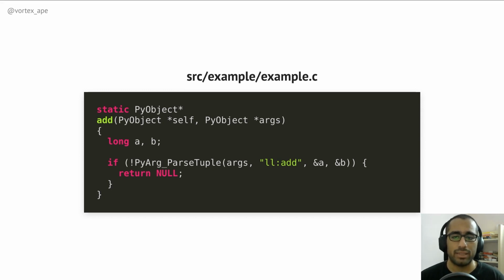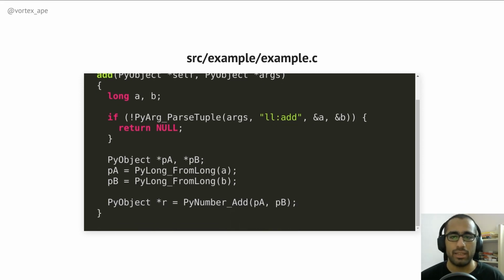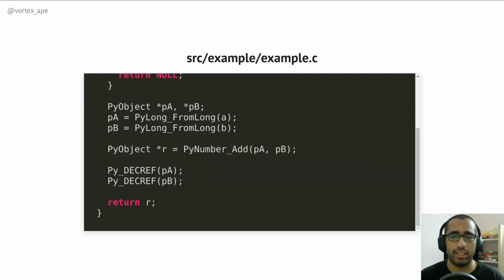And if PyArg_ParseTuple is not able to parse our args and returns false, we need to return NULL to raise an exception and pass it up the call stack. We then define two PyObjects pa and pb, and then use the PyLong_FromLong function to convert C longs a and b to two long PyObjects pa and pb. And finally, create another PyObject called r, which stores the result of the PyNumber_Add function on pa and pb. In the end, we return r, which is the result of the addition.